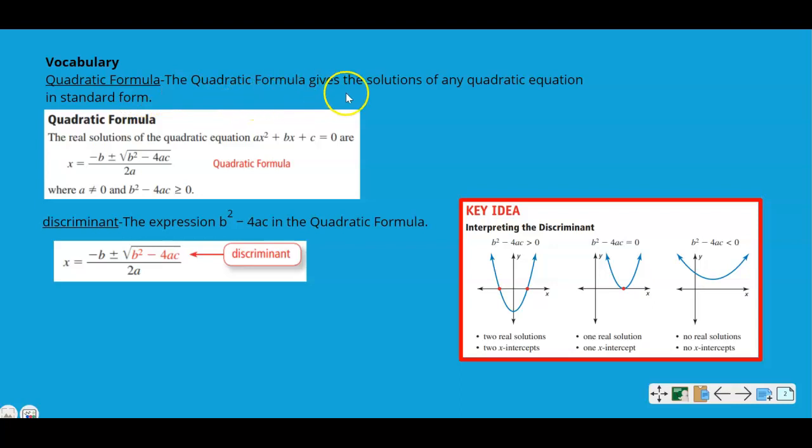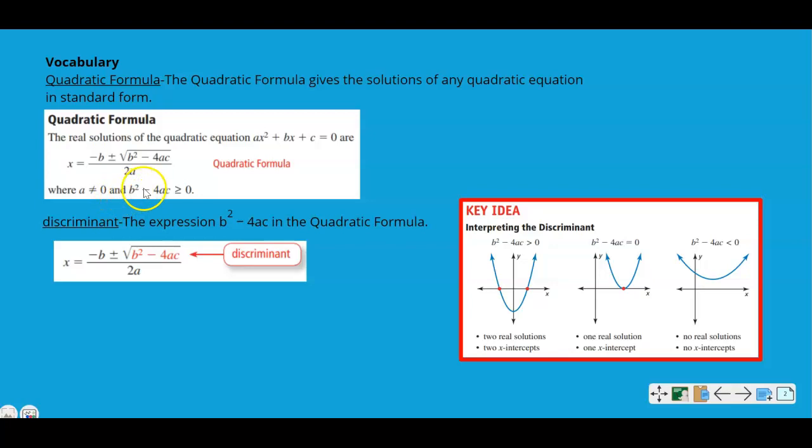Quadratic formula gives the solutions of any quadratic equation in standard form. Remember standard form, ax squared plus bx plus c equals 0. Sometimes you will see y equals ax squared plus bx plus c as well. All right, the quadratic formula, x equals negative b plus or minus the square root of b squared minus 4ac all over 2a. A, again, cannot be 0 when you're talking about a quadratic, because then there is no x squared, and the x squared term is what makes it quadratic.